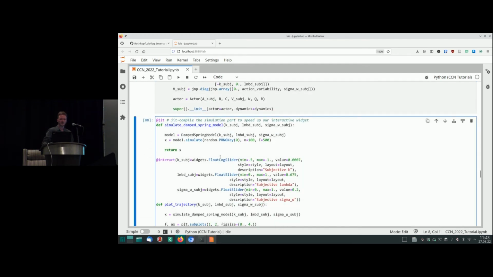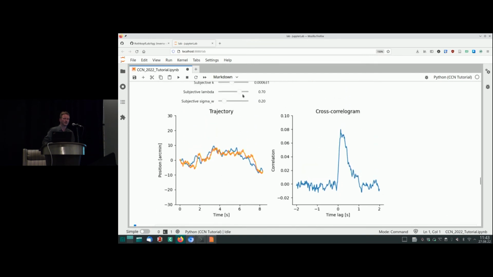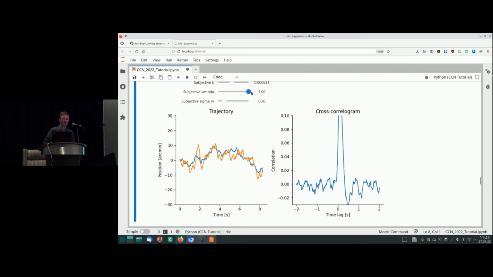Okay, so if we look at this, we can again simulate very different behaviors depending on how we choose these parameters. If I turn this lambda parameter all the way up, we get some oscillations in these cross-correlograms. If I turn this all the way down, we get less accurate tracking. If I change this, this doesn't seem to change much about the behavior. Oh, it does. So again, you have all the freedom to incorporate all the different assumptions that you could have about the internal model of the agent.